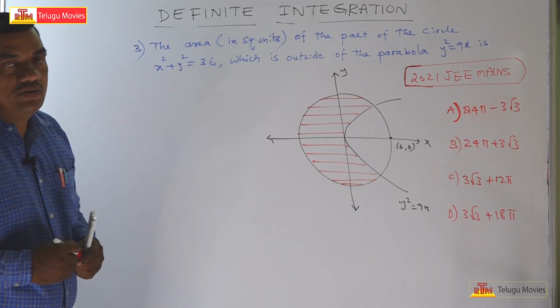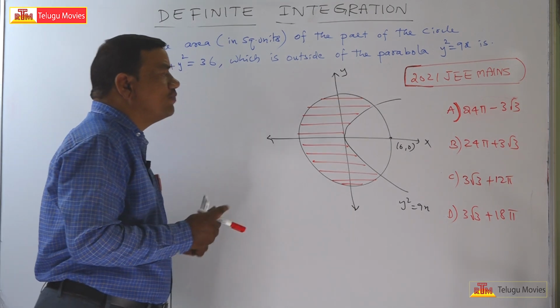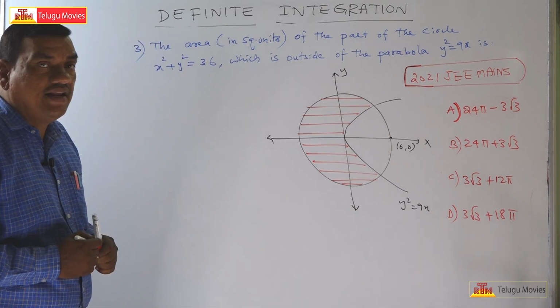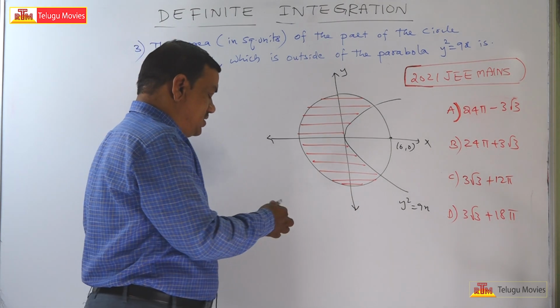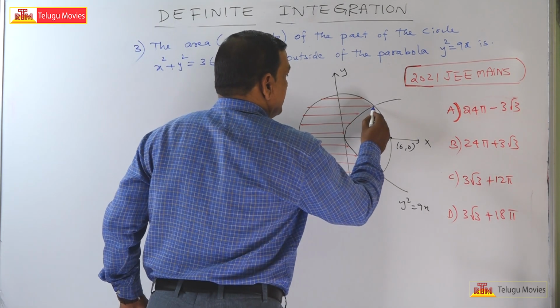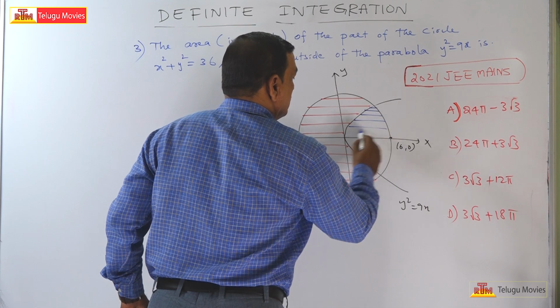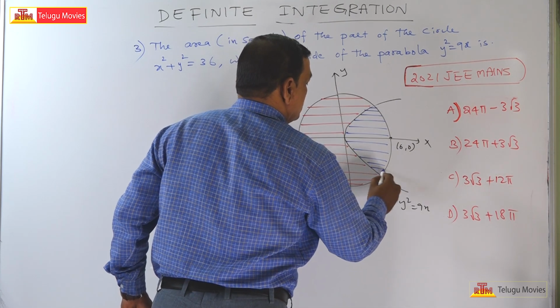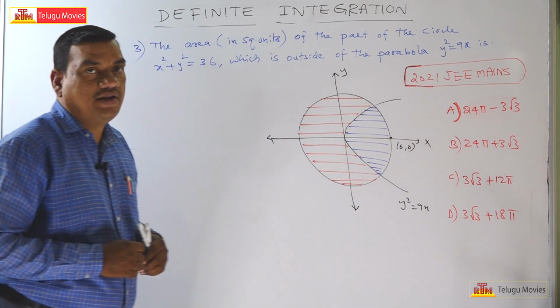I will do one thing. So how to proceed? Instead of finding that area, I will find out this area, the blue color area. That area I require.